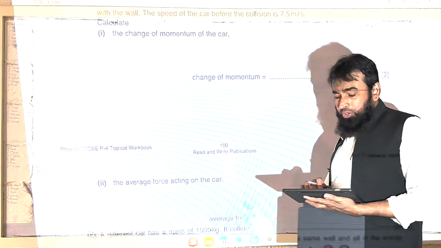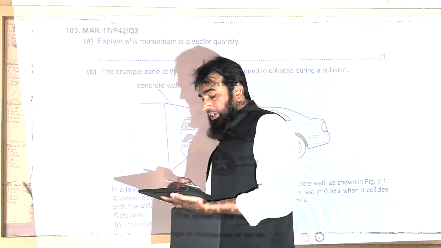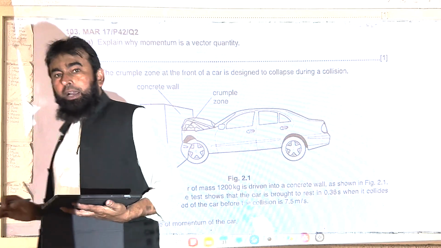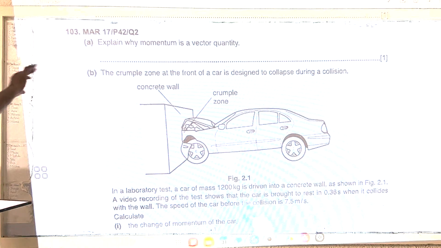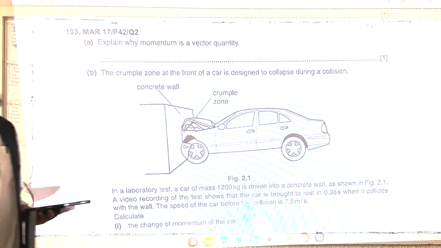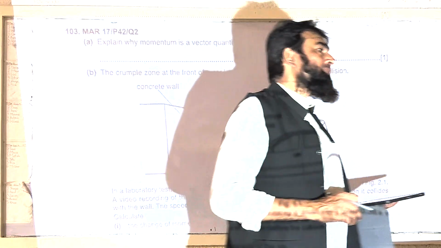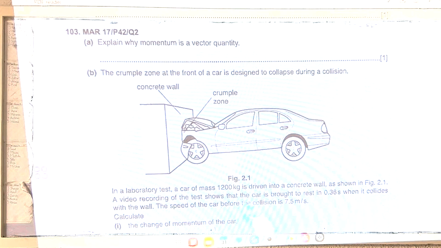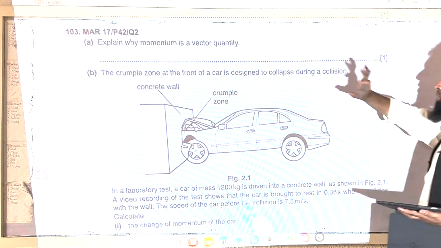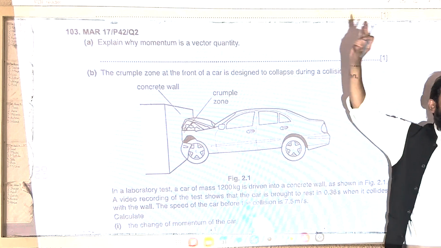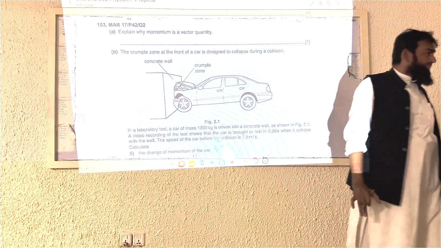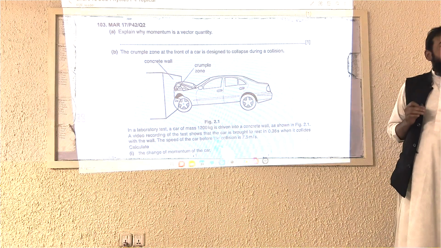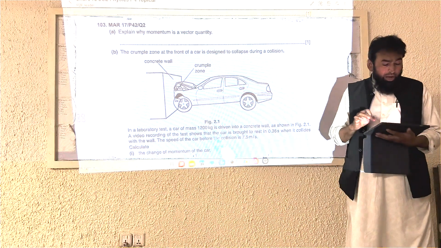Now we are going to discuss a question. Yesterday we did it. We are just going to revise this question so that it is clear to us. Here in this question you can see: explain why momentum is a vector quantity. Because motion has a direction, and whenever the body is moving, it always moves in a certain direction. Yes, we had done it. Now next thing.